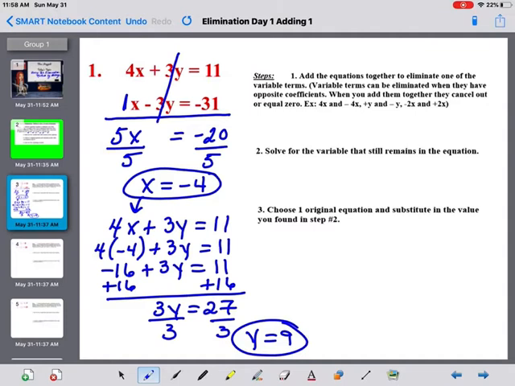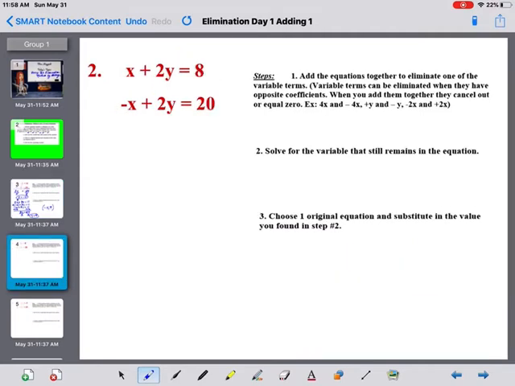If I were to graph these two equations and use the slope-intercept method instead, I know my two lines would cross at negative 4, 9. The same solution that I just got solving algebraically, I would get graphically as well. Okay, let's take a look at another problem.